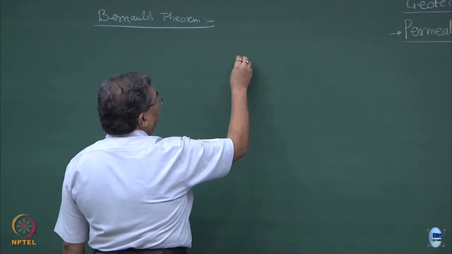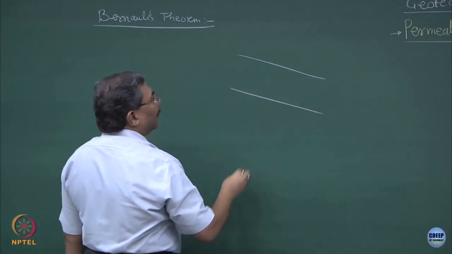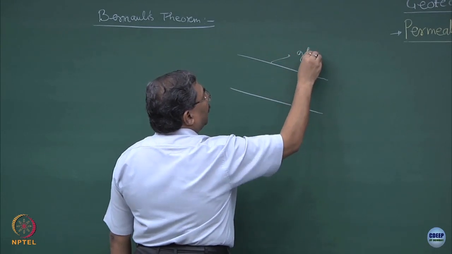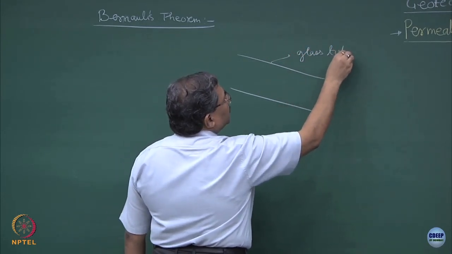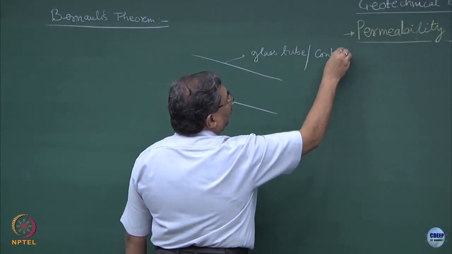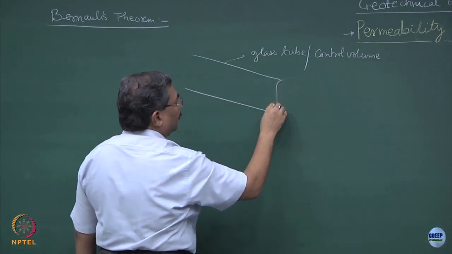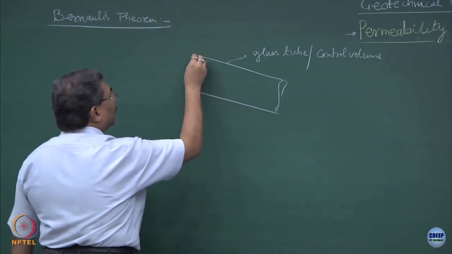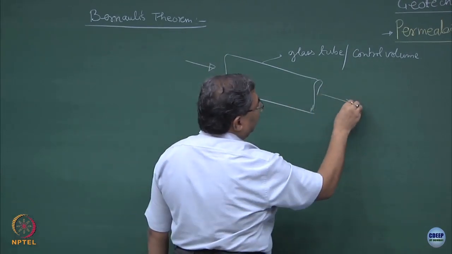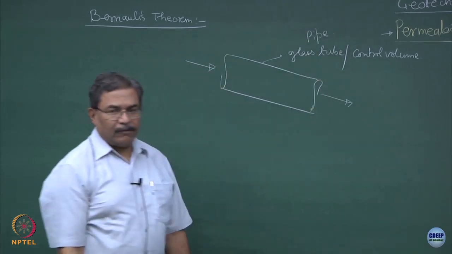Suppose I take a glass tube and I allow flow through it. The glass tube can also be considered as a control volume, or this could be a pipe even, through which the flow is occurring.